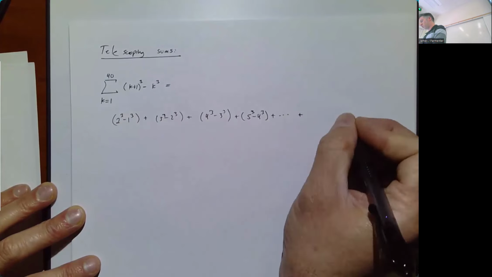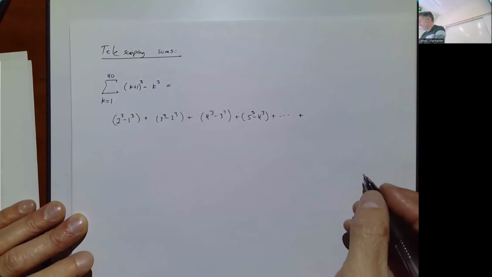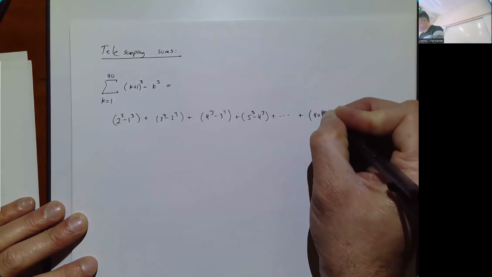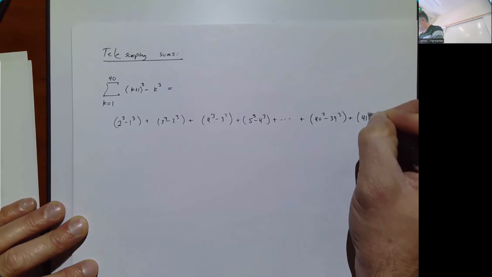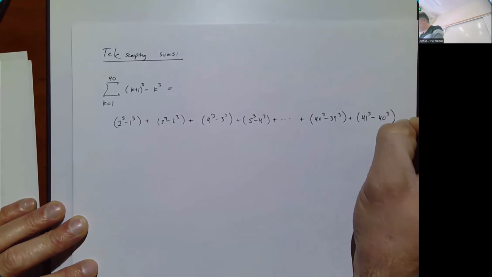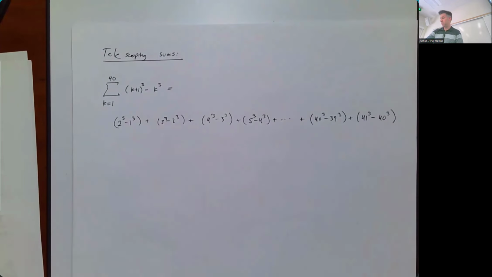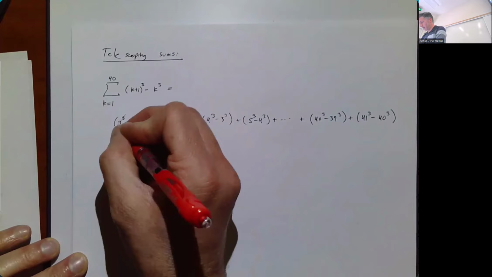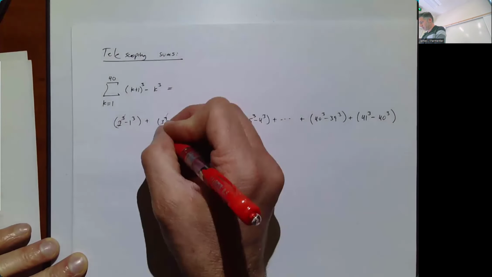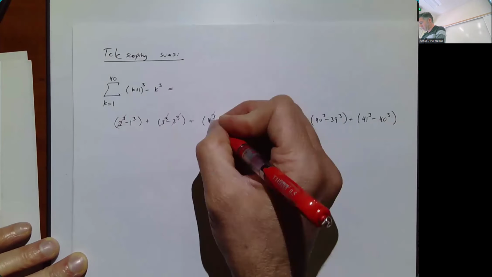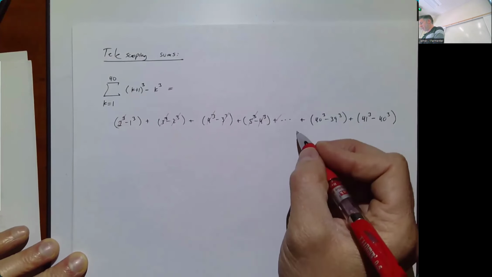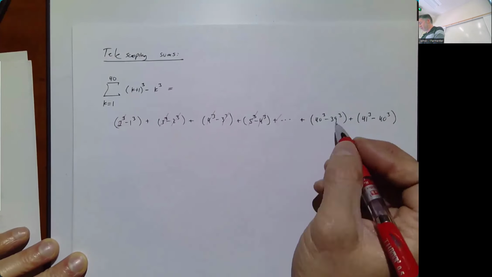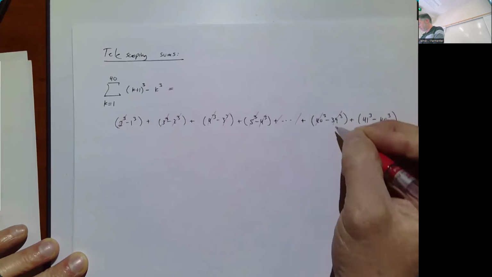And I'm going to write the last 2 terms. When k equals 39, I get 40 cubed minus 39 cubed. And when k equals 40, I get 41 cubed minus 40 cubed. Before I start trying to actually find all the cubes, I'm going to cancel some stuff. 2 cubed minus 2 cubed is 0. 3 cubed minus 3 cubed is 0. 4 cubed minus 4 cubed is 0. 5 cubed minus the 5 cubed that I didn't write down is 0. 39 cubed minus 39 cubed is 0. 40 cubed minus 40 cubed is 0.